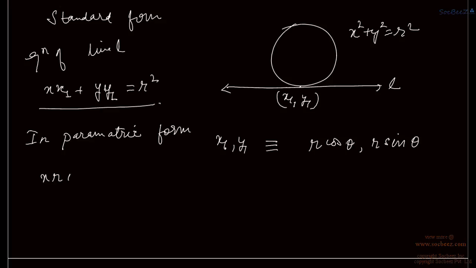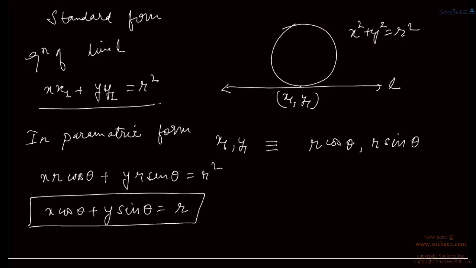Okay, so we have the relation x r cos theta plus y r sin theta is equal to r square as the equation of tangent. So r will be getting cancelled. So x cos theta plus y sin theta is equal to r. This is the equation of tangent in parametric form to this circle.